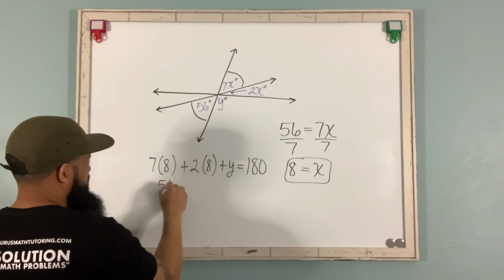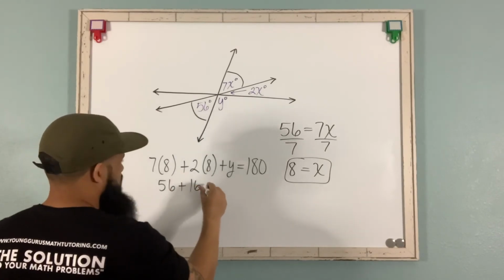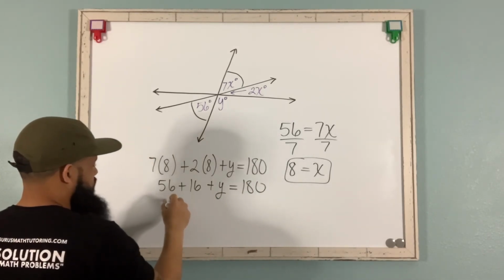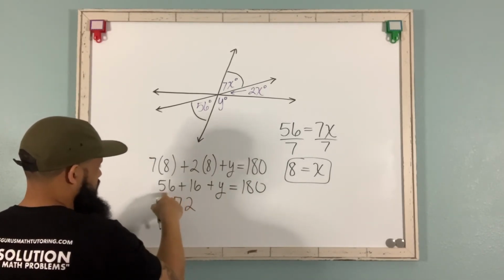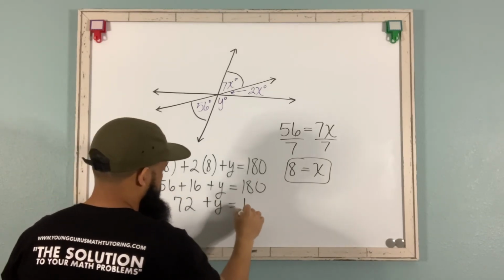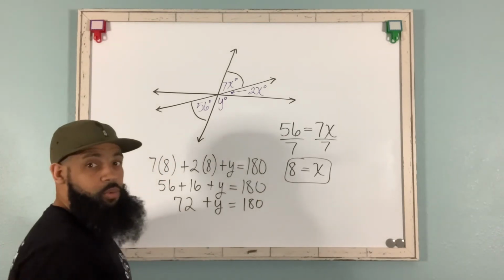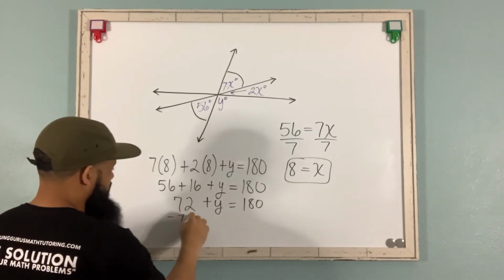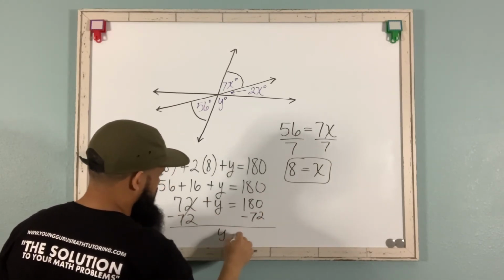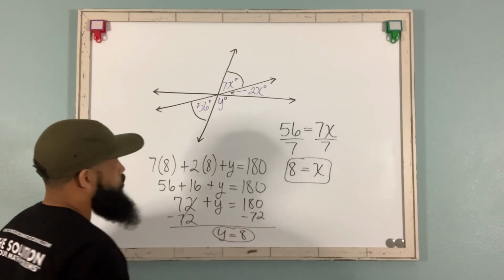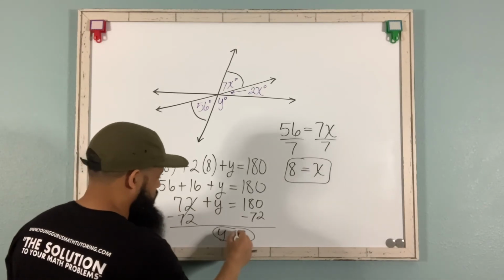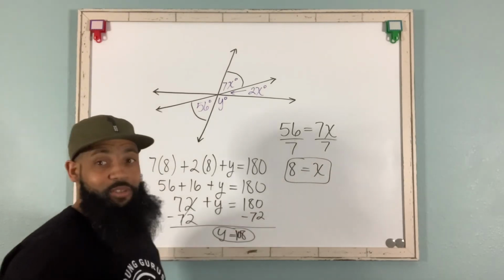So 56 plus 16 plus y equals 180 degrees. Let's add these together. So this would be 72. 50 plus 16 is 66 plus 6 is 72. 72 plus y equals 180. And then now we simply subtract 72 there, and we get y equals... Actually, I'm sorry, that's 108. 180 minus 72, that's 108.